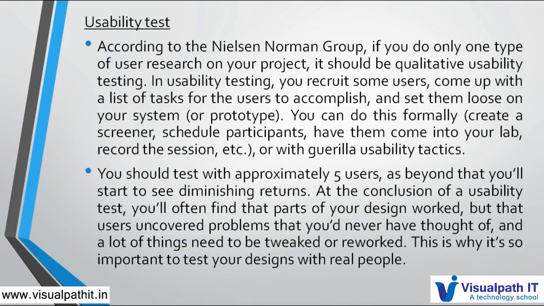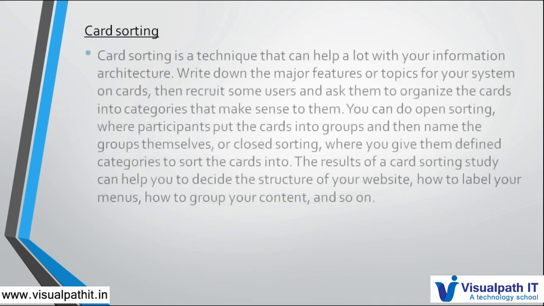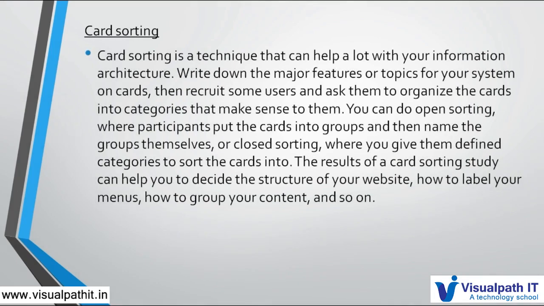This is why it's so important to test your design with real people or users. Next is card sorting. Card sorting is a technique that can help you a lot with your information architecture. Write down the major features or topics for your system on cards. Then recruit some users and ask them to organize the cards into categories that make sense to them.